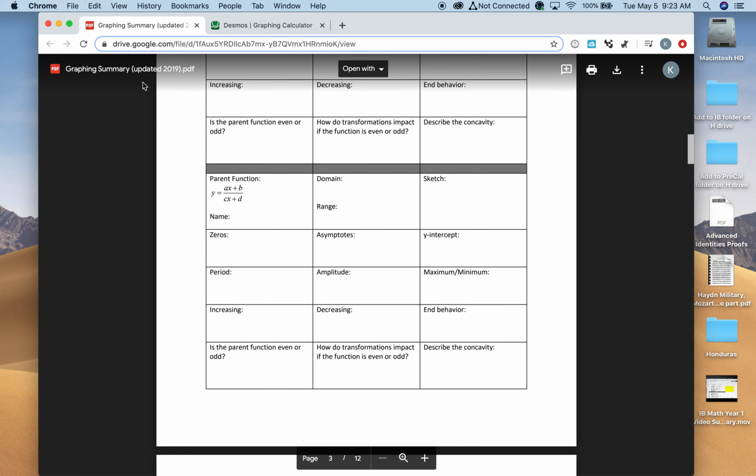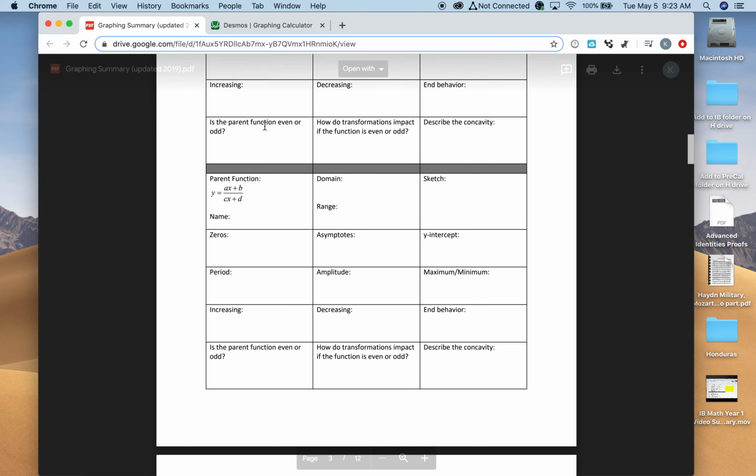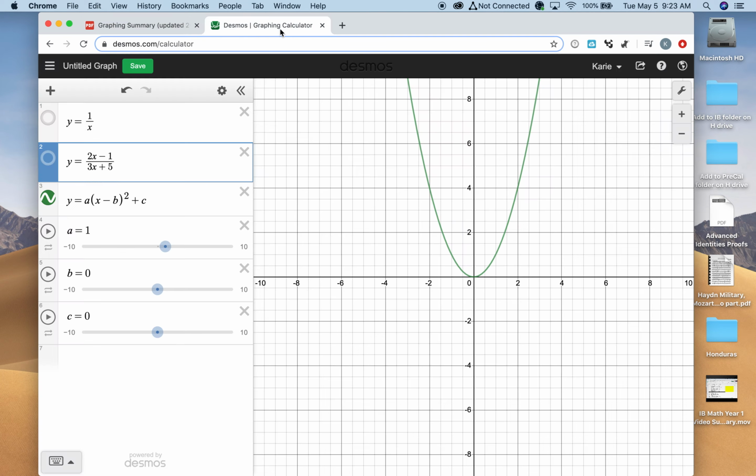But then the chart says, how do transformations impact the function if it's even or odd? So on this one, notice if I change a, I can stretch this and that doesn't change. I can even make it negative and that doesn't change the fact that this is still even. I'll come back to one, just leave it there.